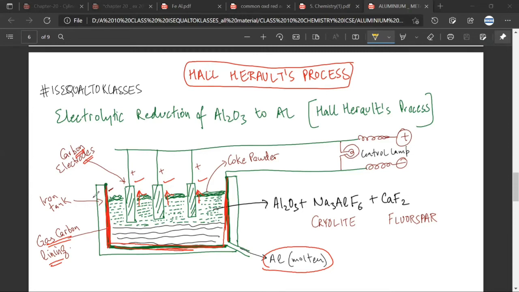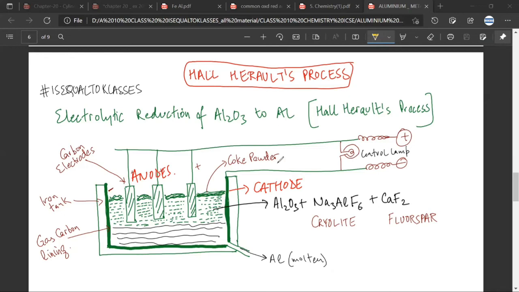This is the lining. Actually, the container on the outside would be made up of iron, but it would have a lining of gas carbon, which will act as a cathode. Any doubt? Yes, the entire container is the cathode. The entire container will act as a cathode and you will have anodes here. Any doubt till here? No, sir. And these anodes will have to be replaced again and again periodically because they will keep reacting with the oxygen which is generated. Any doubt?